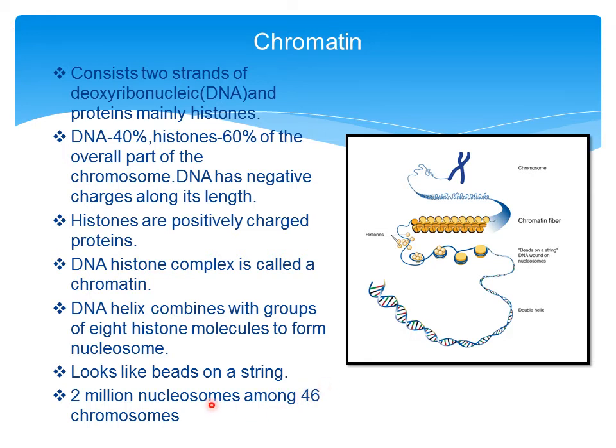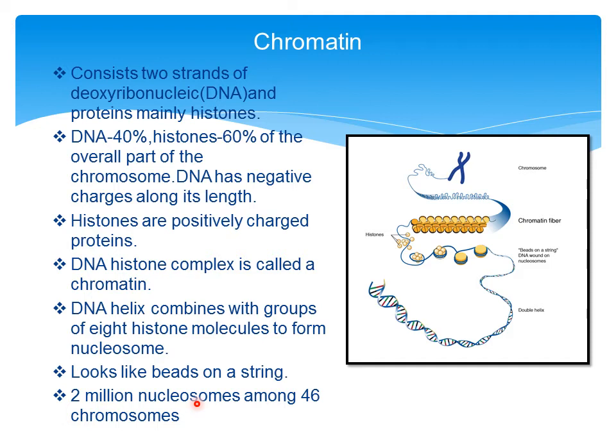So what are these 46 chromosomes? Our human body consists of 46 chromosomes, of which 22 pairs are autosomes and the 23rd pair is the sex chromosome. Okay, is it clear?